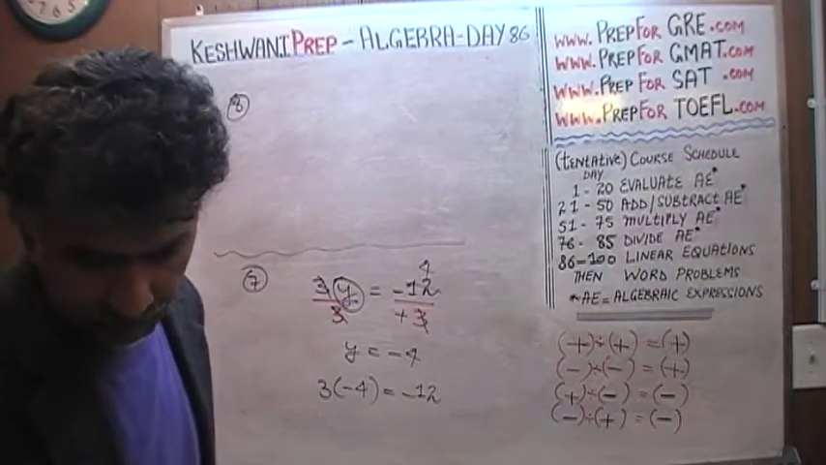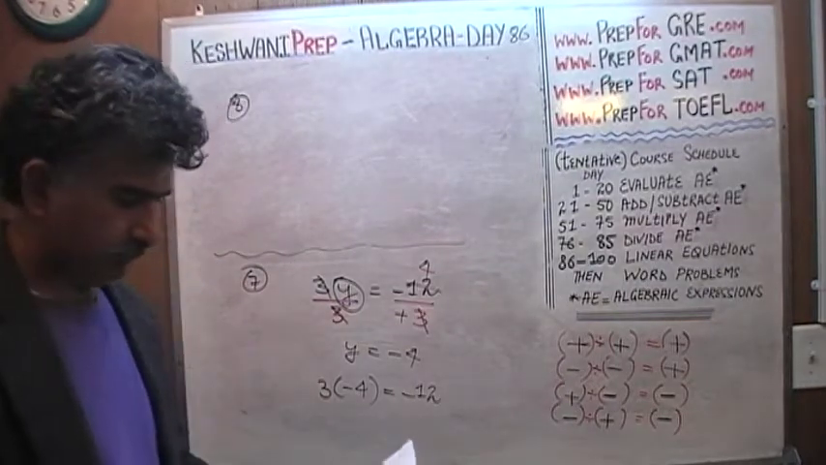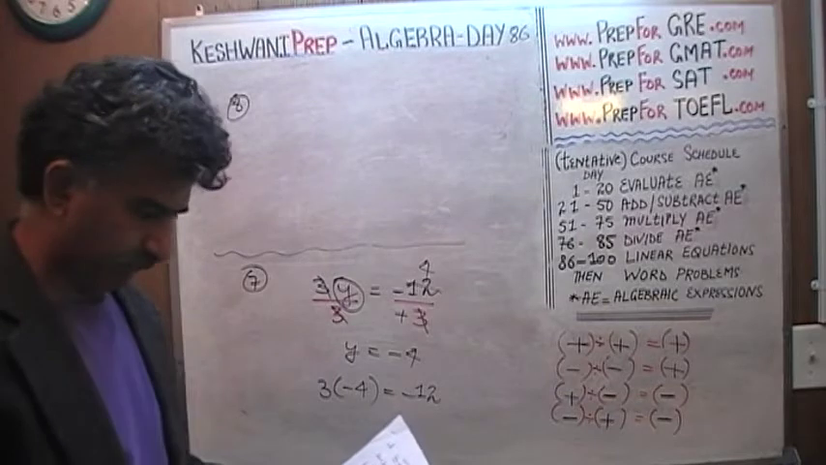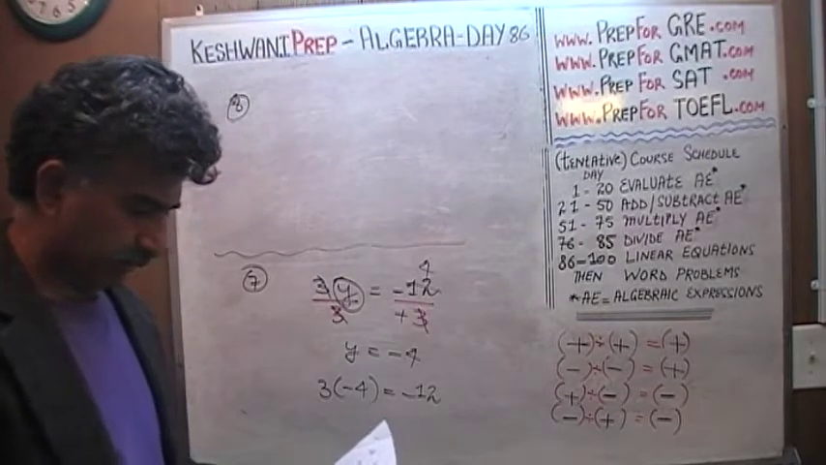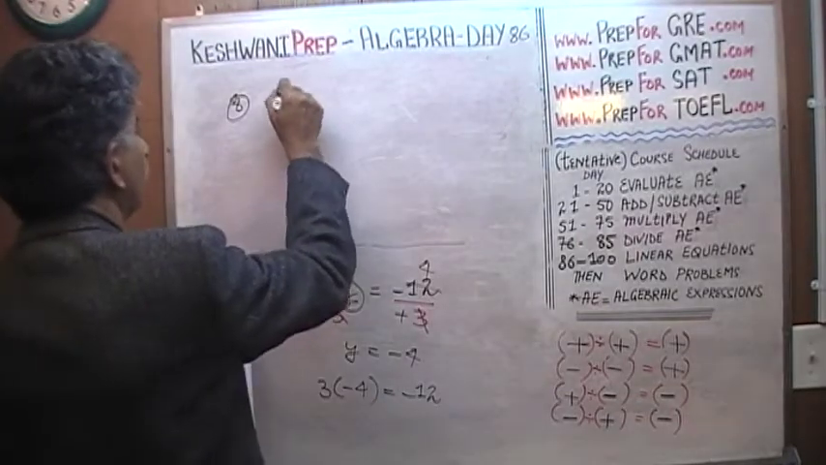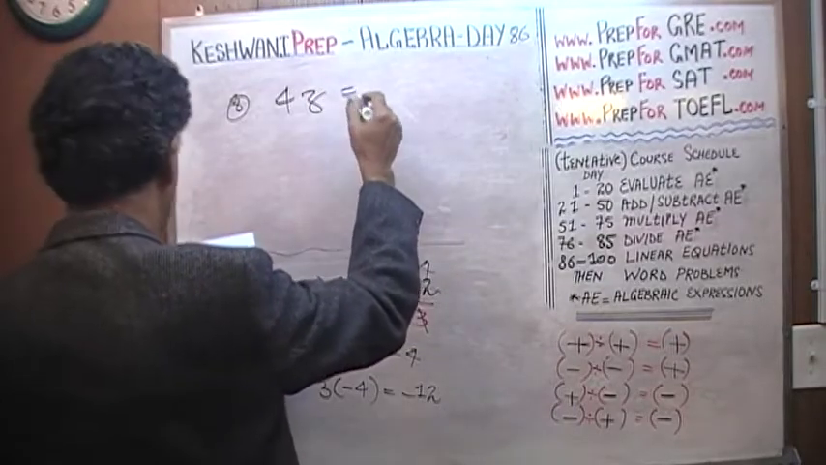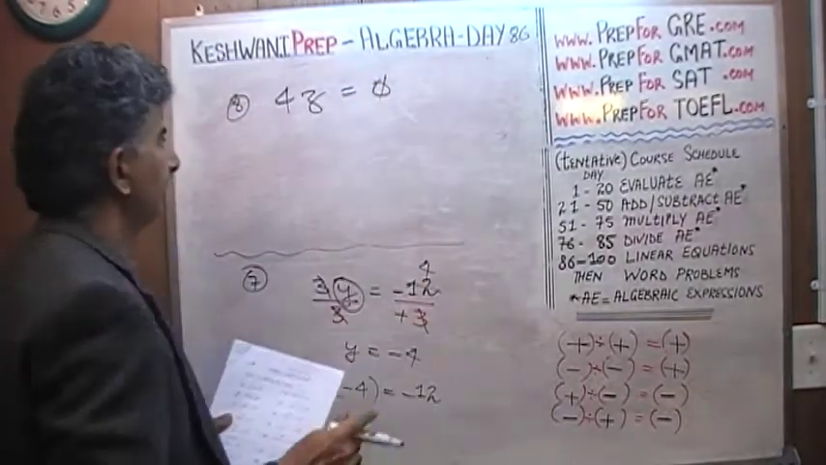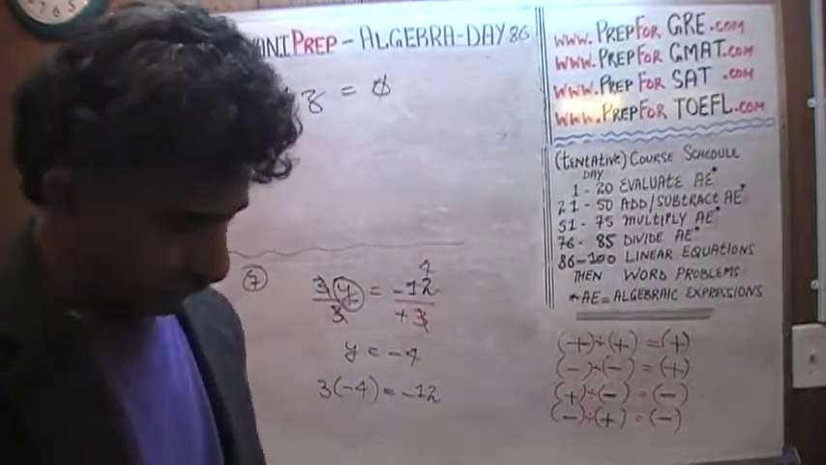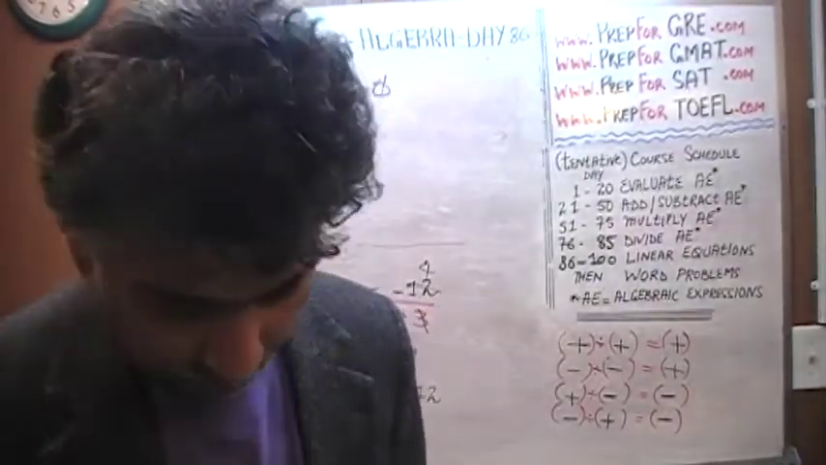As I said, they're going to get a little bit more complicated in a couple of days. It's not going to remain this simple. I'm not going to keep doing this thing for 15 days. They're going to get complicated. 4 times z equals 0. Well, this is a tricky one, isn't it? What number times 4 will give us 0?